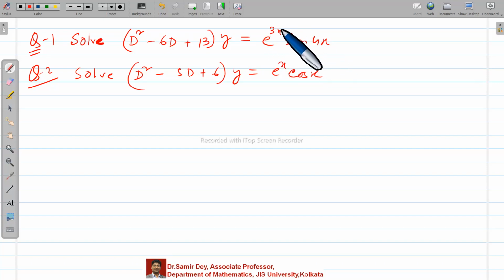where you can see the right side is given in terms of an exponential function as well as sine cosine. Here I have considered two exact questions, so today I'll discuss these two problems one by one.